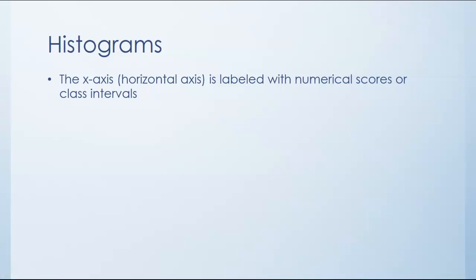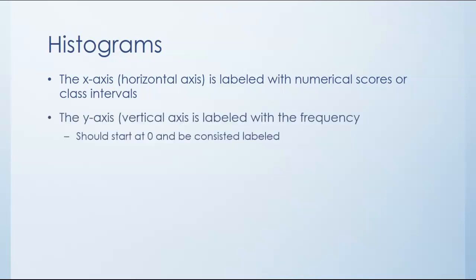The x-axis, or the horizontal axis, is labeled with our numerical scores or classes. So that's that very first column of our frequency distribution. That should be our x-axis. The y-axis is your frequency. It should start at 0 and be consistently labeled. So that means if you're going to label every point 1, 2, 3, then that should be, but you could also label it by 5s or 10s. It just depends on your data.